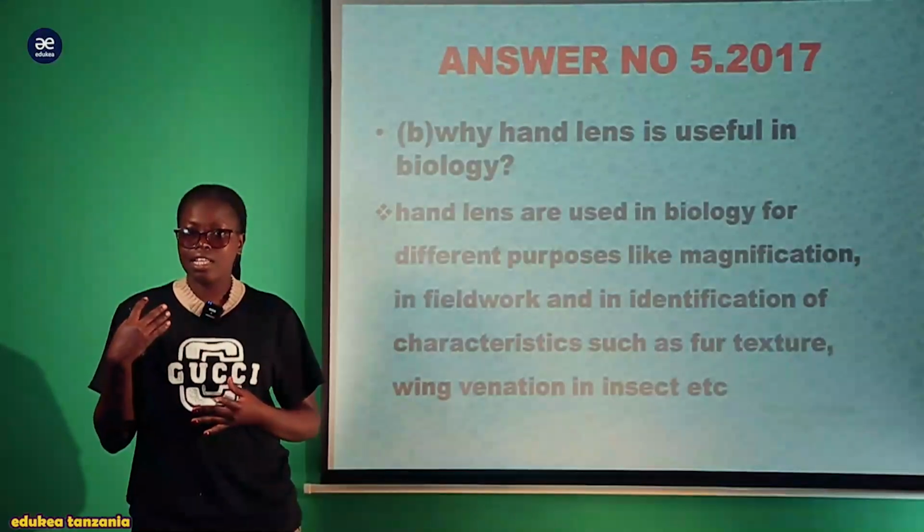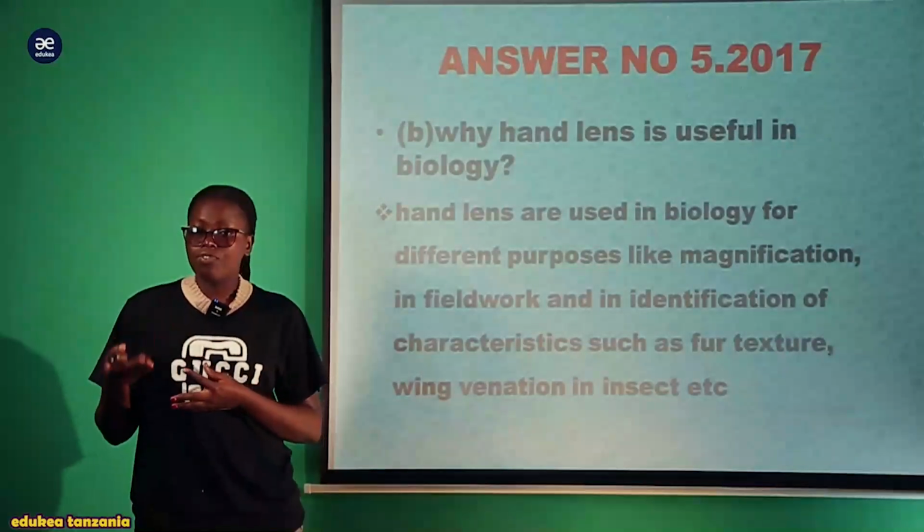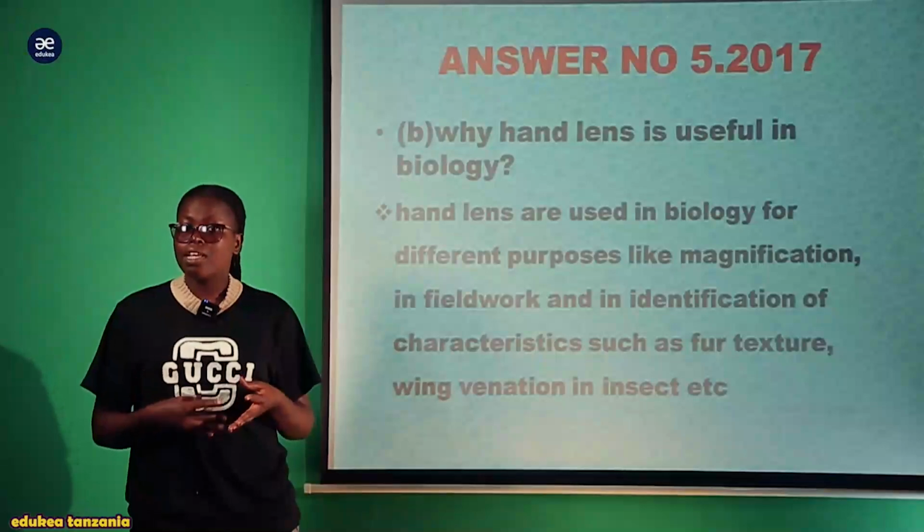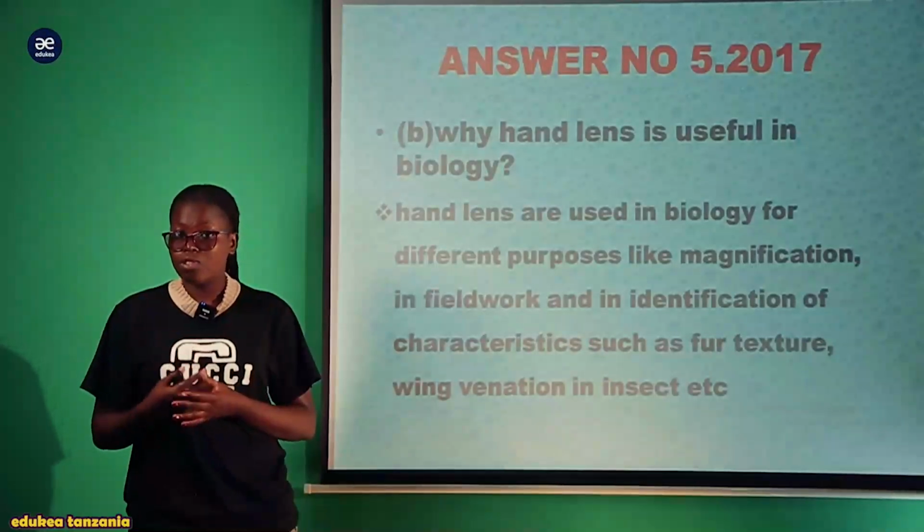Either katika kuangalia hata the wing venation of the insect or the bird. Ni vile vitu ambavyo huwezi kuviona clearly by the use of your naked eyes.